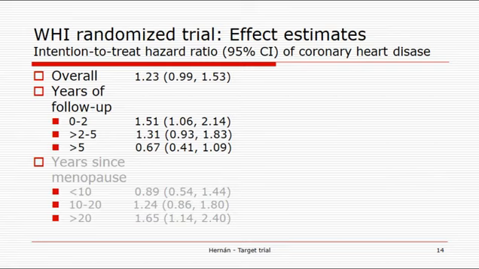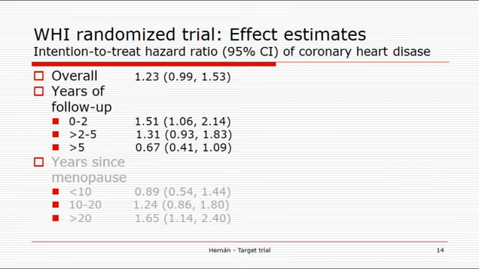But anyway, in the first 2 years of follow-up, the hazard ratio was 1.5. So a 50% increase in the risk of heart disease in the first 2 years of follow-up. And after that, the hazard ratio went down. So if we exclude the first 2 years of follow-up from our analysis and we look only at years 3 to 5, the hazard ratio was 1.3. If we exclude the first 5 years of follow-up and we look only at the women that are left after 5 years, the hazard ratio is 0.7.